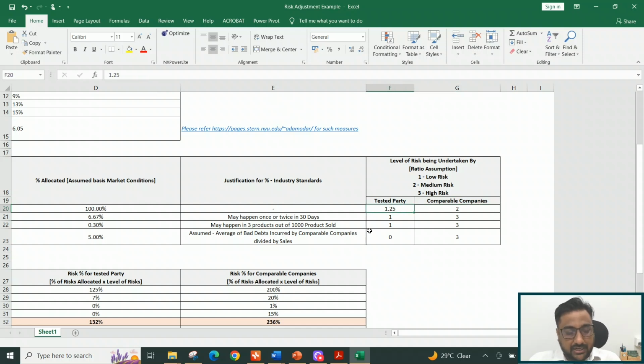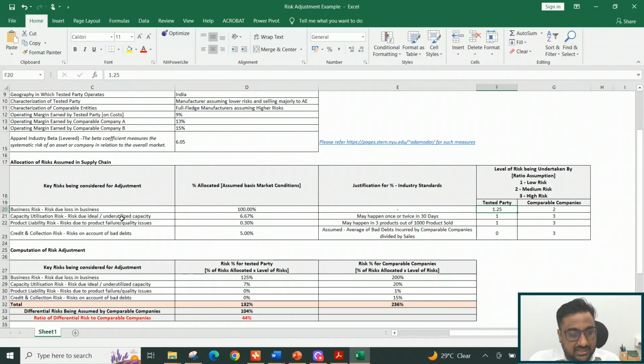So now in case of the tested party, if you see, the tested party faces business risk obviously, because it is dealing with third parties also, apart from selling the goods to AEs. But compared to the comparable companies, it is facing lower risk, right? So that is where I have given 1.25 weight to the tested party, and 2 weight to the comparable company. Correct. Now capacity utilization, I have studied the data and I have understood that the tested party comparatively faces lesser capacity utilization risk, vis-a-vis the comparable companies, which are facing higher risk with respect to the capacity utilization part. Then for product liability risk, again that risk is being averted or faced less by the tested party, and which is being faced highly by the comparable companies.